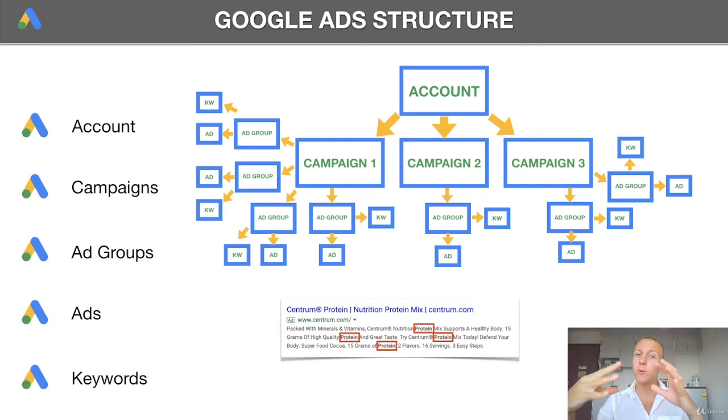Now, if the search term matches with the keyword, that's going to allow for the ad to be showing. And you may have a lot of different ads showing for a lot of different keywords, and you don't have to understand all of that. We're going to go through that later on in the course. But it's important that you have a basic idea of the hierarchy of the structure that we're looking at.